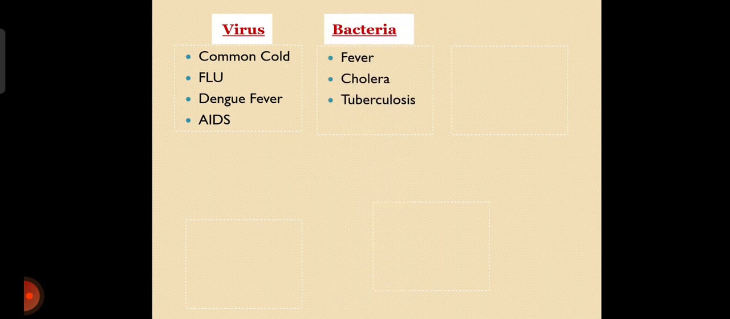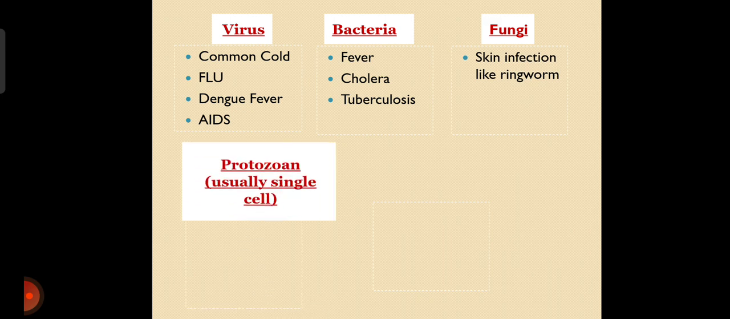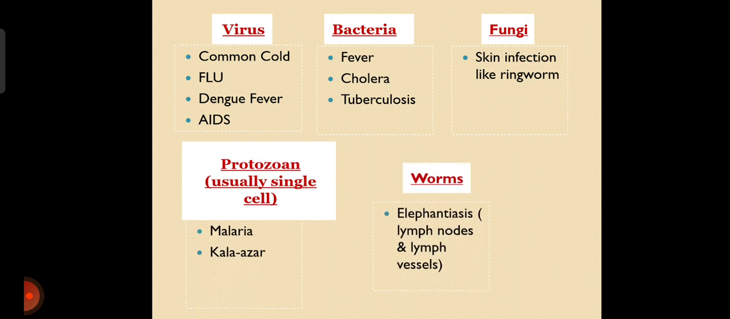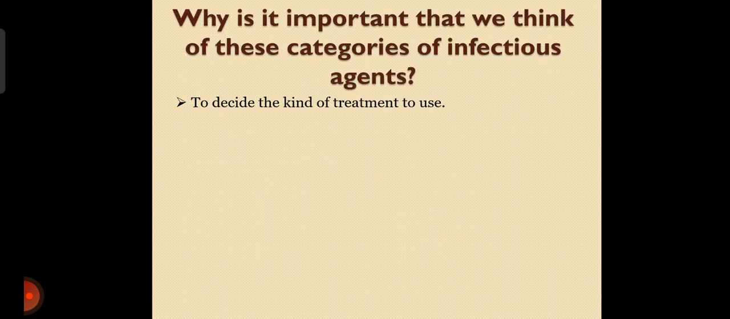Now we will study the diseases which are caused by virus. Common cold, flu, dengue, AIDS are examples caused by virus. Another with bacteria: fever, cholera, tuberculosis. Fungi cause skin infections like ringworm. Now protozoan, which is usually a single cell, causes malaria and kalazar. Worms cause elephantiasis, which means there is a swelling of the lymph nodes and the lymph vessels.